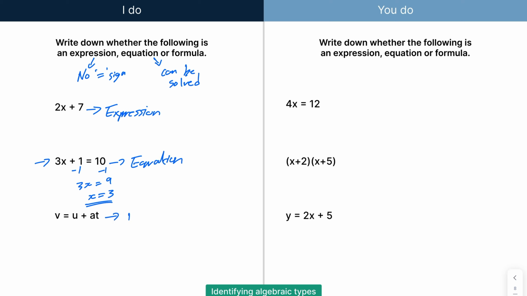And then finally, that leaves us with this being a formula. Now, a formula is something you have to substitute values into. So here we'll have to substitute to find a b. We're going to need to know what u is, what a is, and what t is.